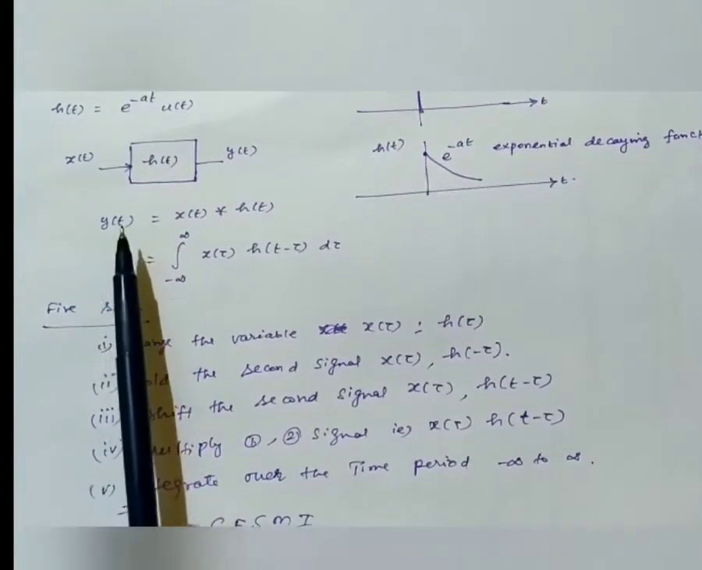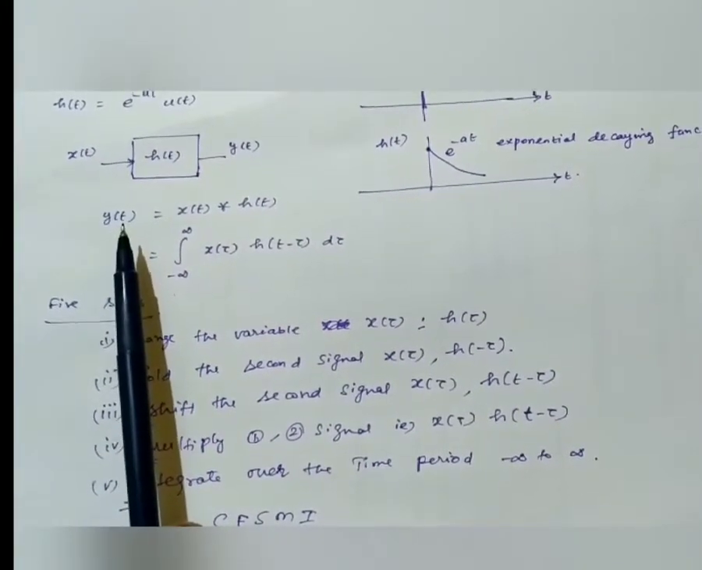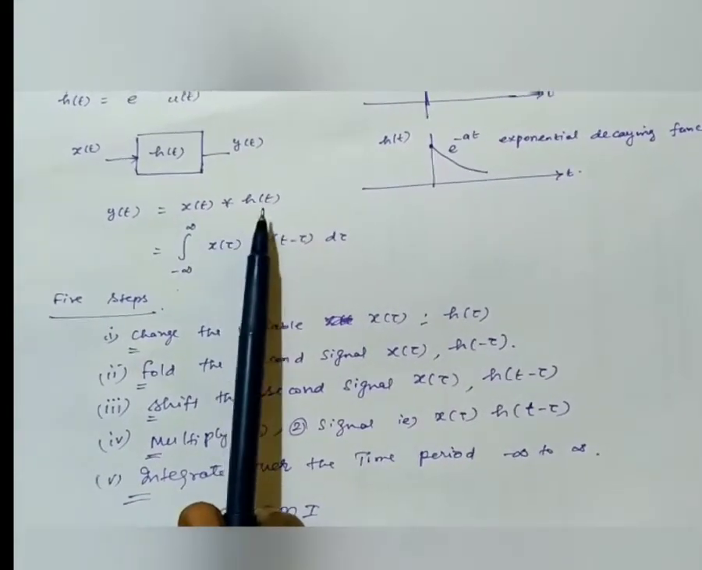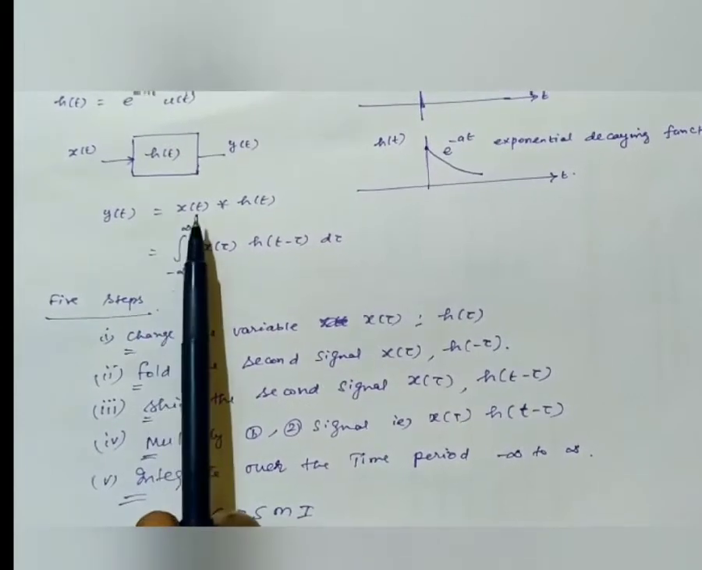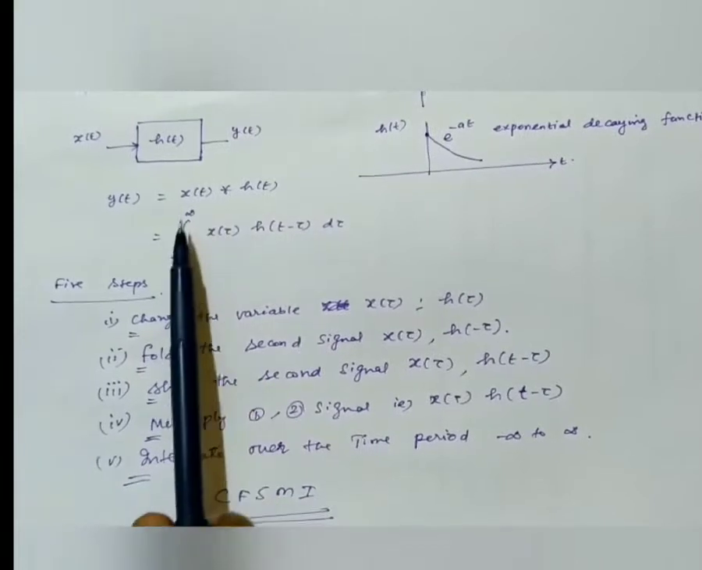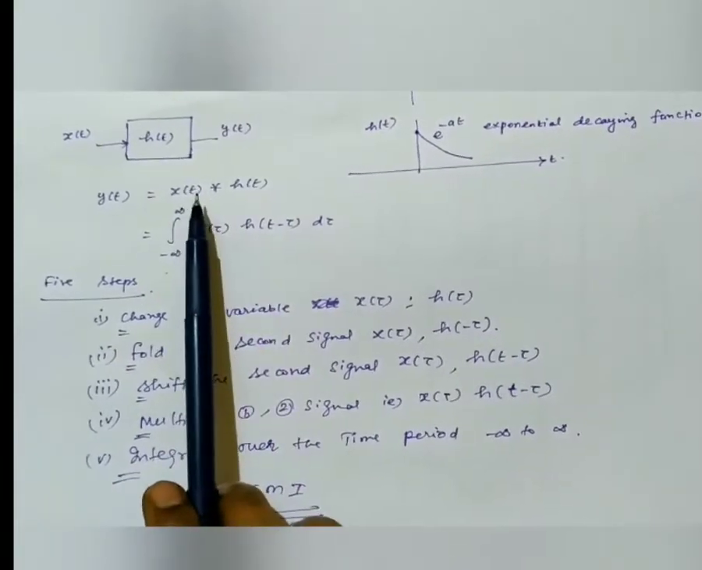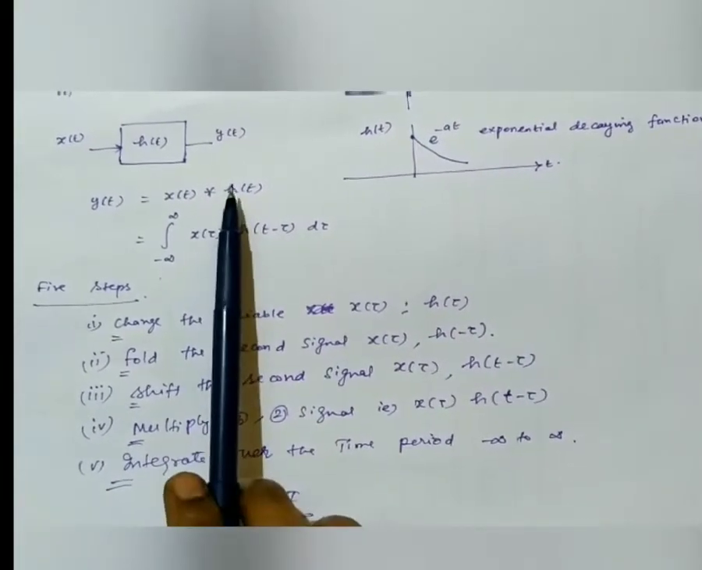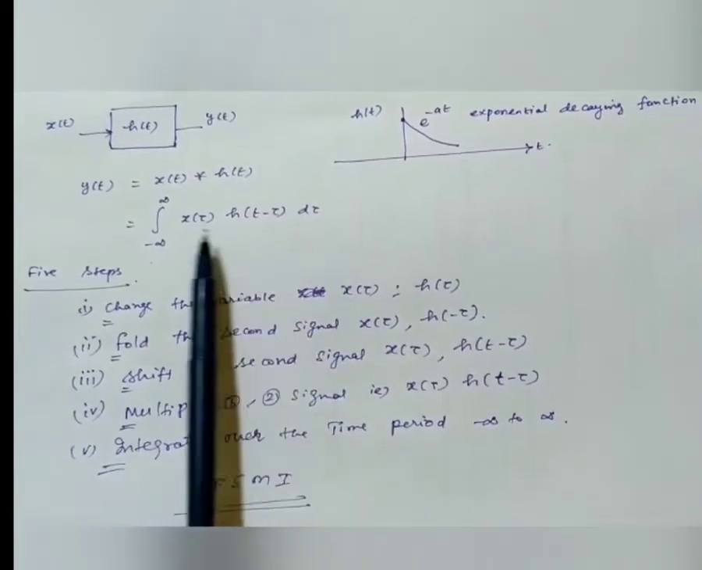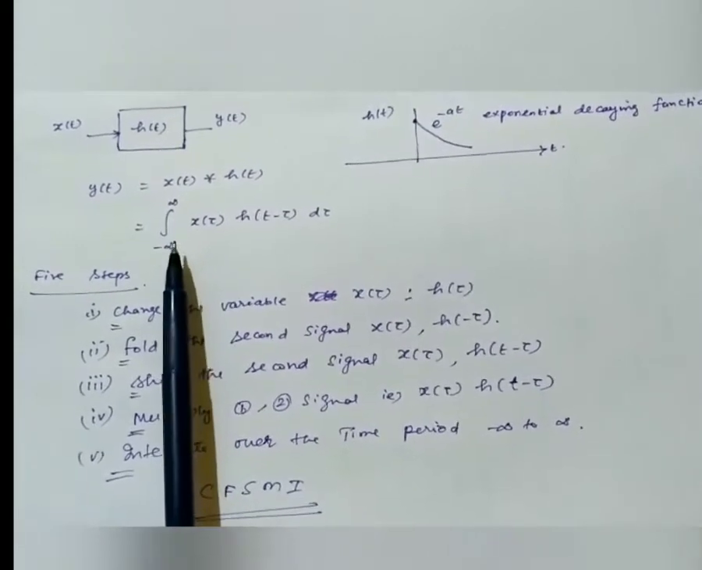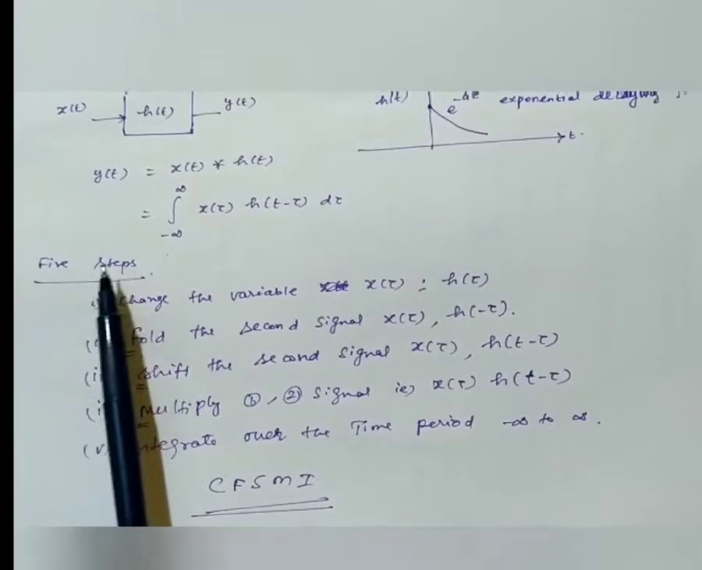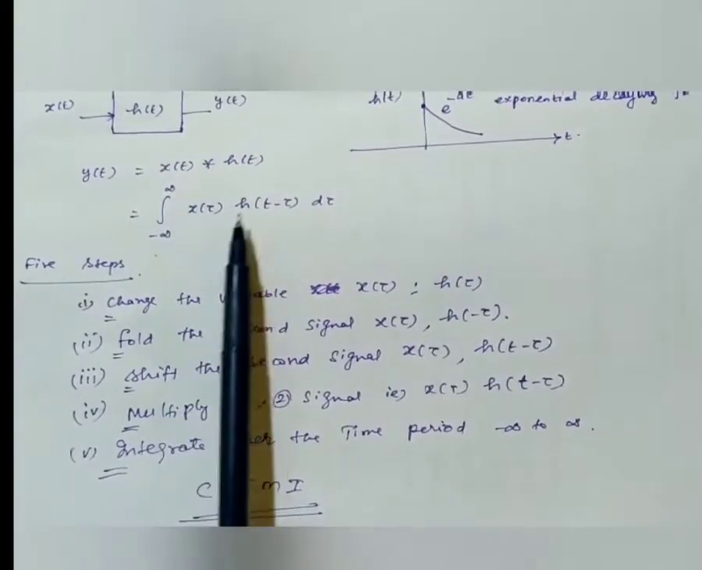So as we all know, very famous property, convolution property, output of any function is equal to x of t convolved with h of t. So this is the formula for convolution, that is x of t is converted into x of tau, h of t is converted into h of t minus tau, and the variable is tau, and we integrate over the limit minus infinity to plus infinity. This integration can be achieved using 5 steps.